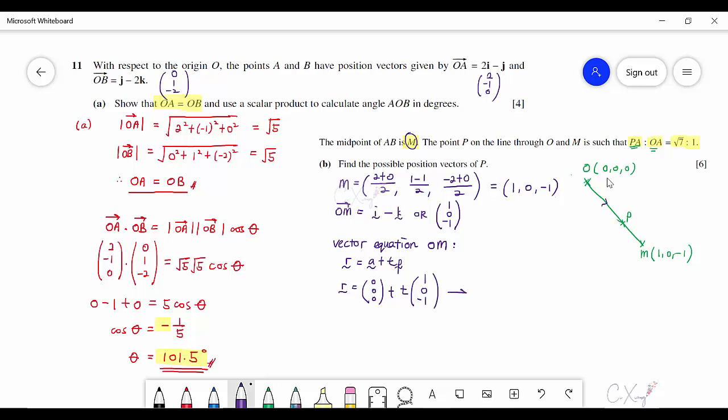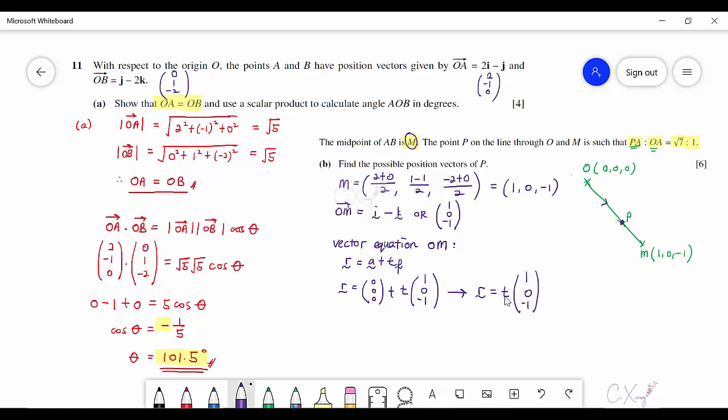Okay, so if you rewrite it again, then your vector equation will be something like this: t times (1, 0, -1). Since P lies on this vector equation, the position vector of P has the same equation, just that t is substituted by some other value, such as maybe t equals 1. So maybe your P is here. We don't know, but P means that there's a particular value of t here.